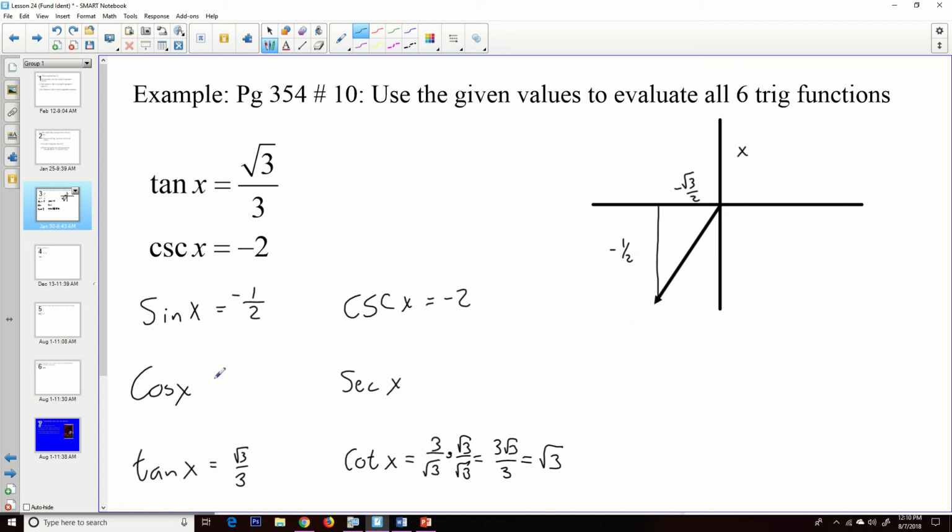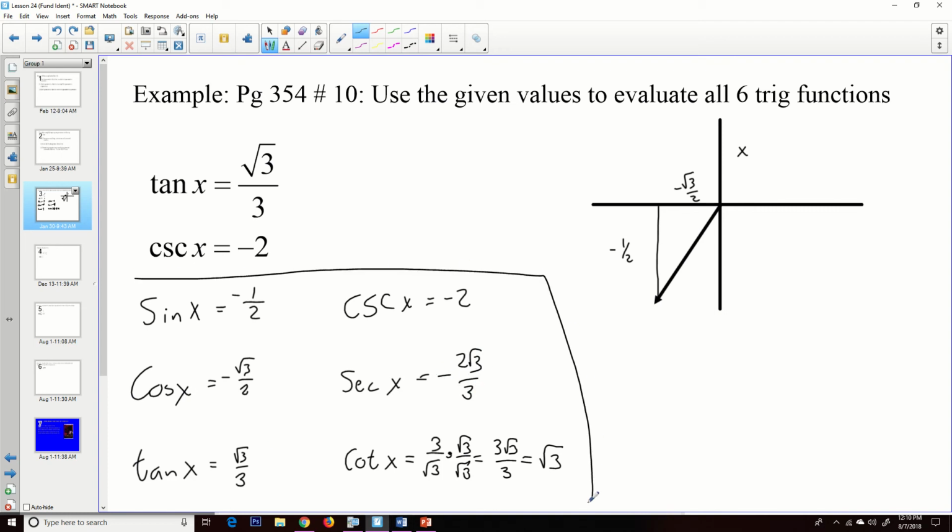And so for the cosine, we can put in negative square root of 3 over 2, and then the cosecant, I'm not going to do this work, but it would be 2 square root of 3 over 3, and that would also be negative. And those are our final answers for that.